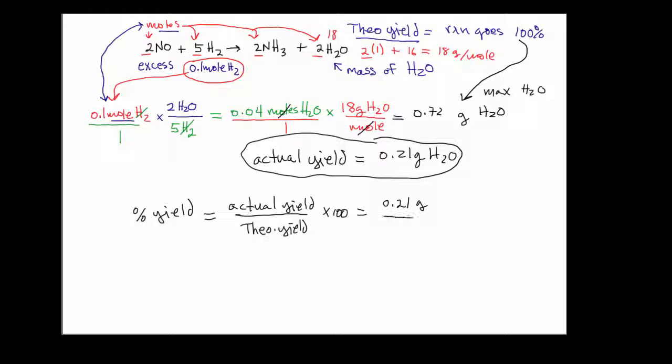0.21 grams divided by 0.72 grams, times 100. Okay, and the percent yield for this reaction, therefore, you should get around 29%.